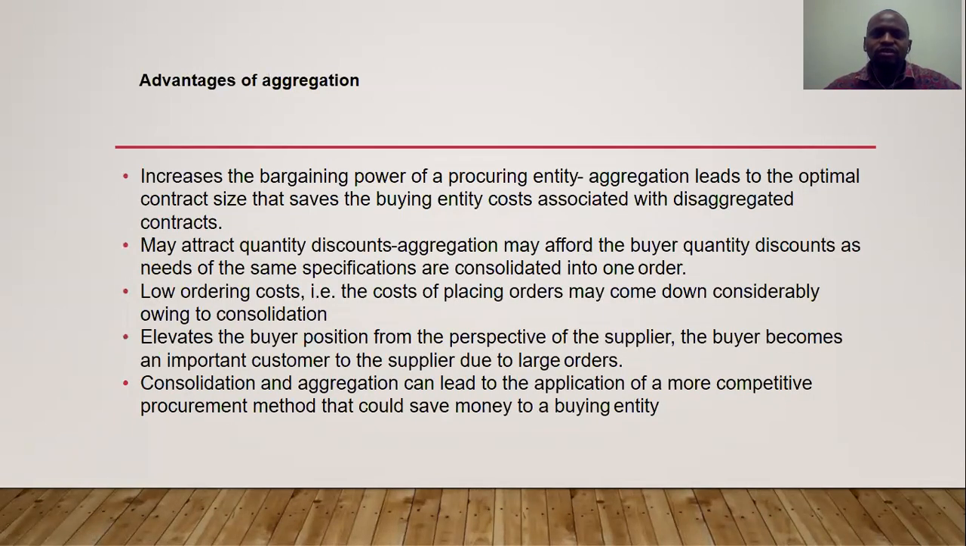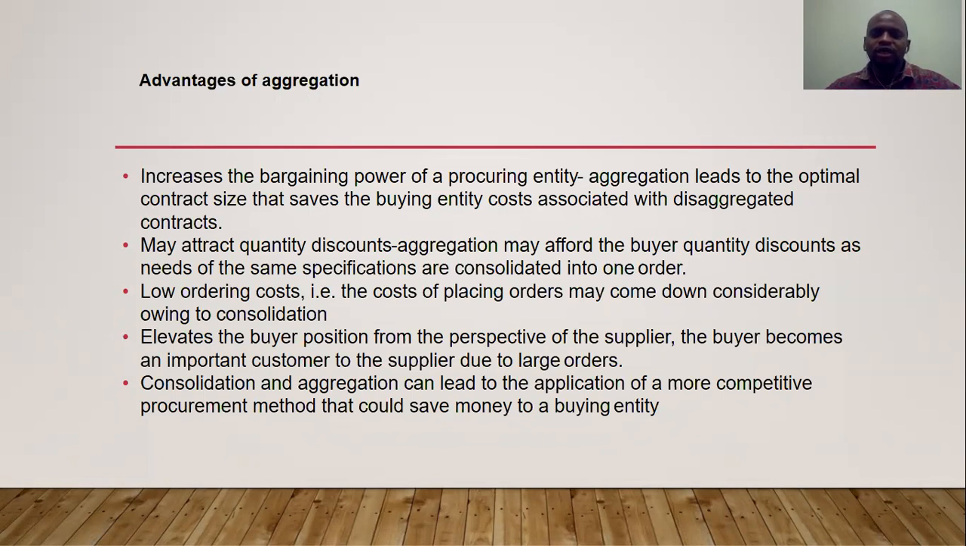So what are some of the advantages of aggregation? Number one, it increases the bargaining power of a procuring entity. So you'll be able to have an upper hand when it comes to bargaining with various suppliers. It may also attract quantity discounts. Therefore, the buyer will be able to be given quantity discounts by a particular supplier on a particular order. Then we have low ordering costs. So at the end of the day, you realize you're doing the ordering wholesale. Therefore, you'll be able to reduce your ordering cost. It also helps to elevate the buying position from the perspective of the supplier. So the buyer becomes an important customer to the supplier. Therefore, it means that it will be able to elevate both the buyer and the supplier.